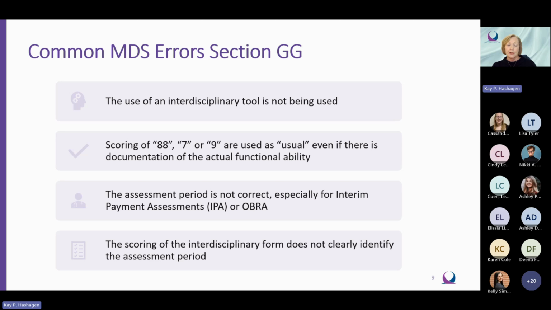So make sure that you're checking that out. And then also, if the assessment period is not correct, it is a little bit confusing sometimes, especially because the assessment period for the interim payment assessments, the IPAs, and the OBRA assessments is different than what you're used to for your 5-day assessments. And make sure that your scoring of the form, if you're using an interdisciplinary form, is clearly identifying the assessment range. Often it looks to us like you're using 4 days instead of 3, so make sure that that is clearly defined.